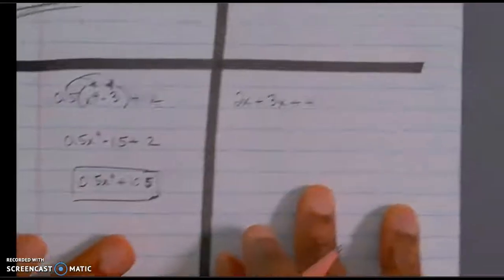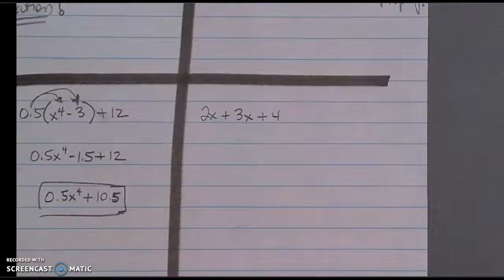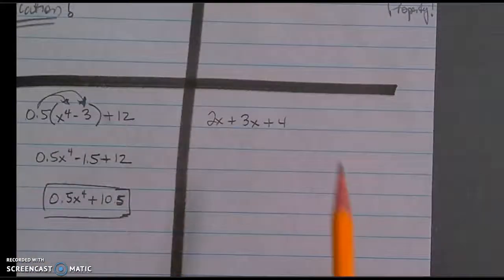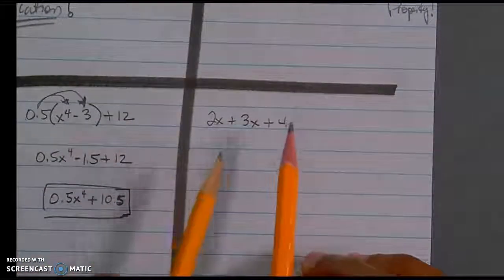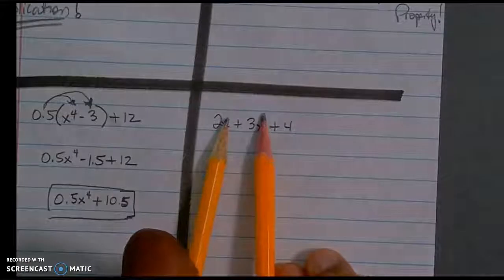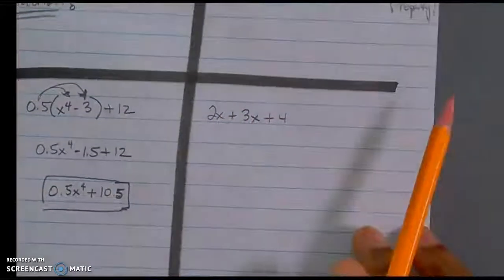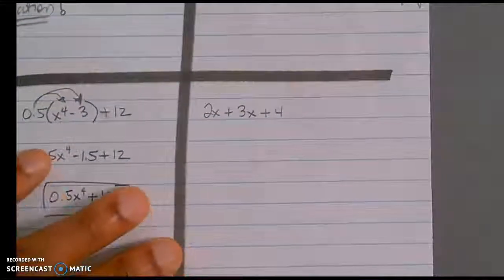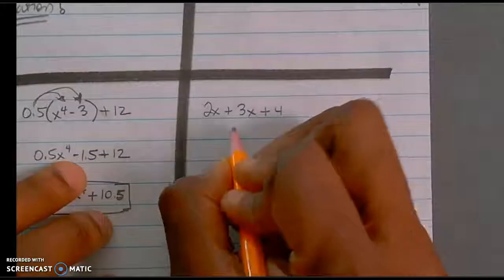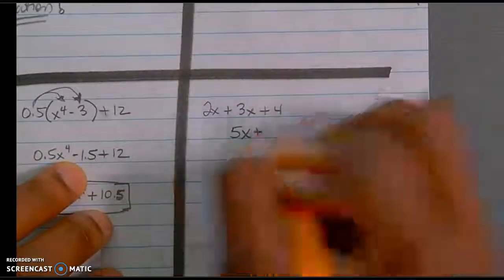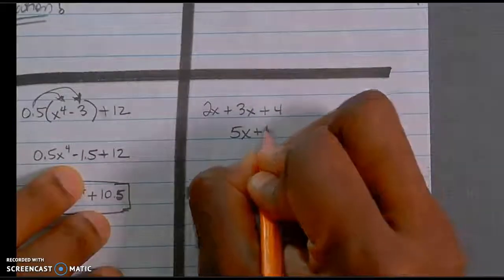Okay, so now you guessed it, this one's going to be fairly simple. I think that this one is simple to look at. If I only were looking at, say, 2 and 3, if I were adding those, what would that become? You guessed it, 5, but I'm not adding just 2 plus 3. I'm adding 2x plus 3x, which becomes 5x plus what's left over, plus 4.